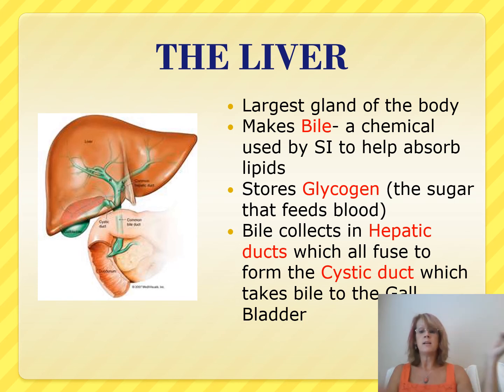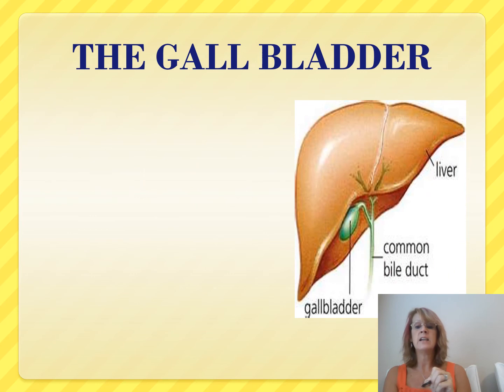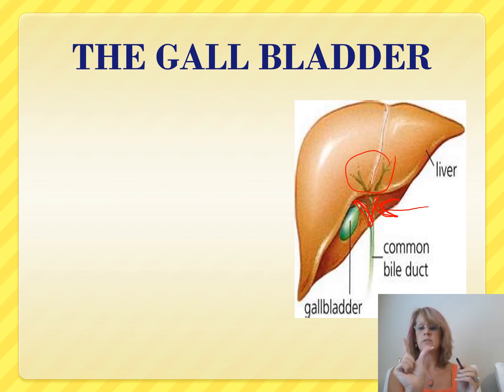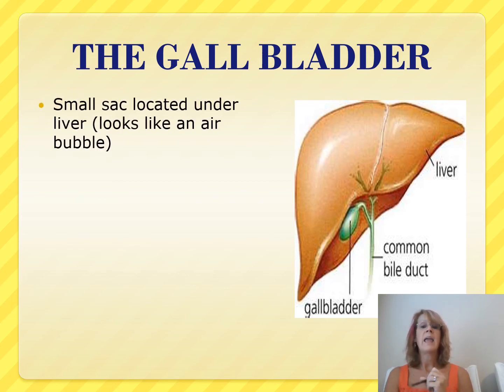All the hepatic ducts dump into the cystic duct, and then the cystic duct takes the bile into the gallbladder. Your liver makes the bile, but your gallbladder will store it. So as you can see here, these would all be the little hepatic ducts, and they dump into this, which is called the cystic duct. And the cystic duct is kind of like a V, and that will take bile into the gallbladder where it's stored. And it's a small sac.